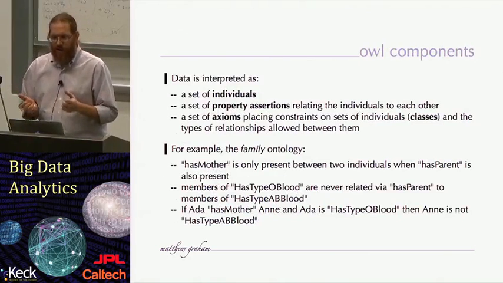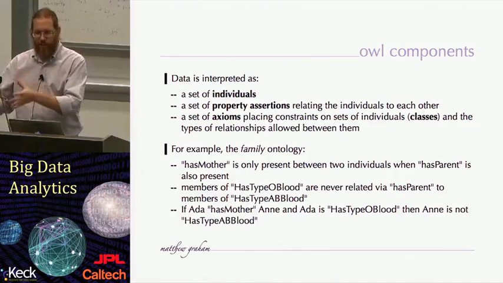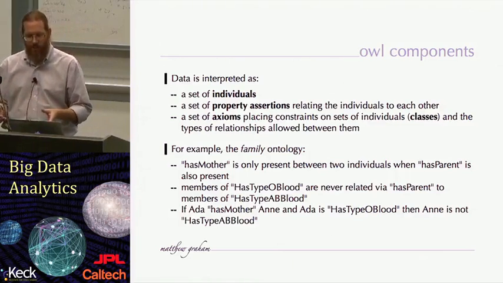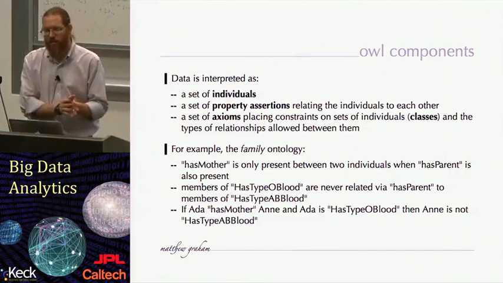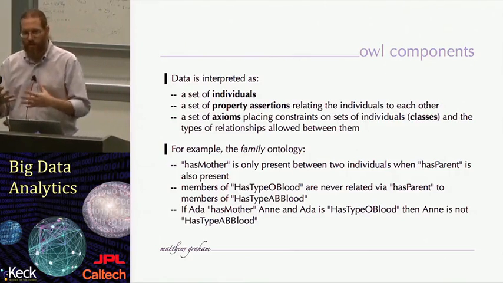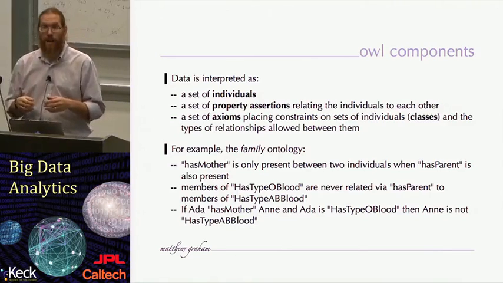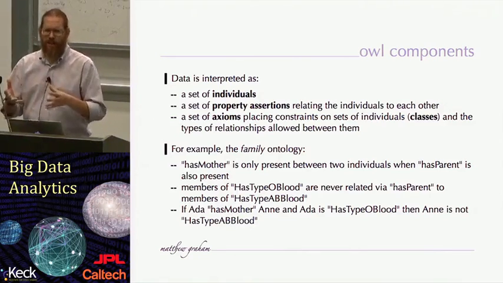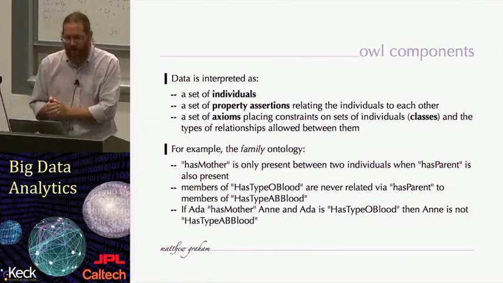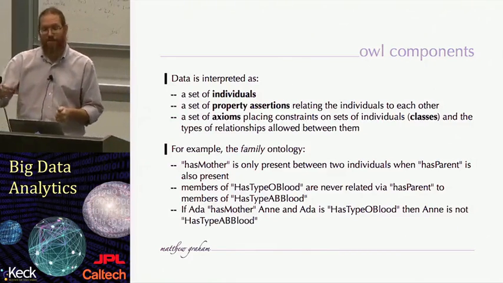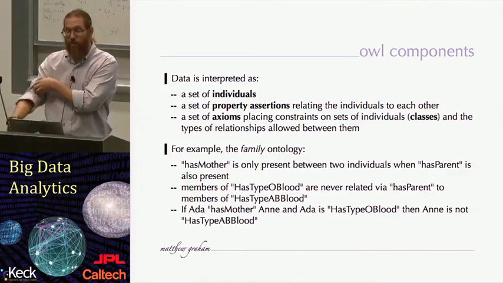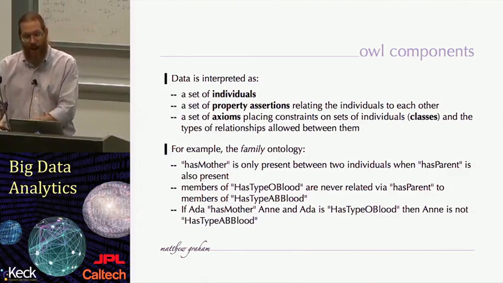So OWL regards data as being interpreted as a set of individuals, which it describes, a set of property assertions relating the individuals to each other, and a set of axioms placing constraints on sets of individuals, on classes, and the types of relationships allowed between them. So, for example, we may have a family ontology, which is defining this notion of what a family is and the concepts that it contains, that may have, for example, a has-mother relation, which is only present between two individuals when one of them has a parent is also present.